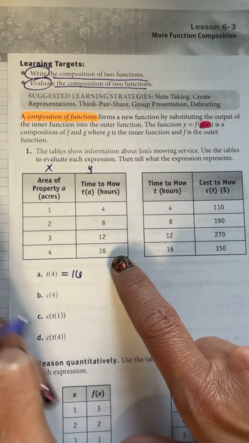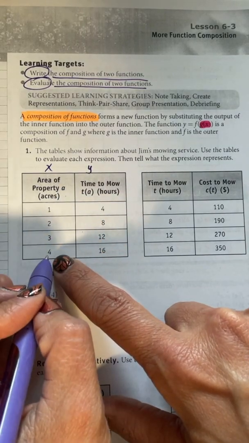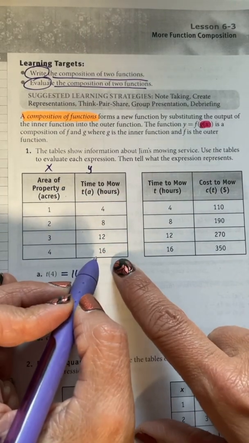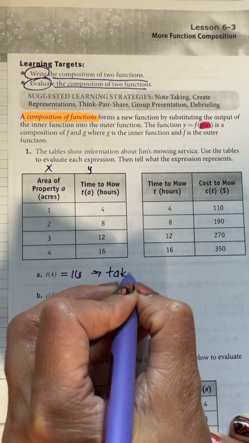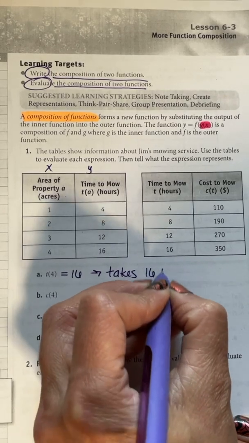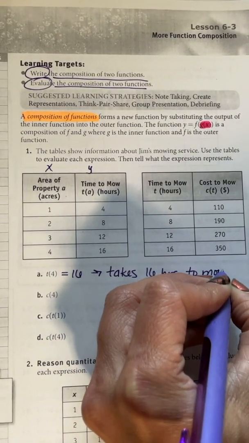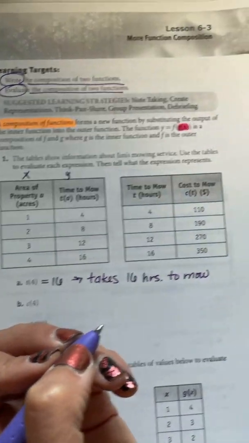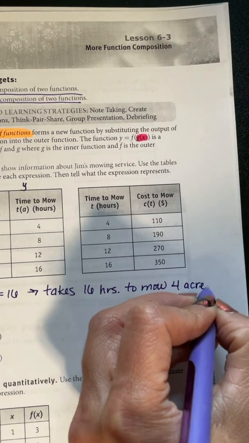So what does that mean? When we plug in the number of acres, when there's 4 acres to be mowed, it's going to take 16 hours. So we can say it takes 16 hours to mow. How many acres was that? 4 acres.